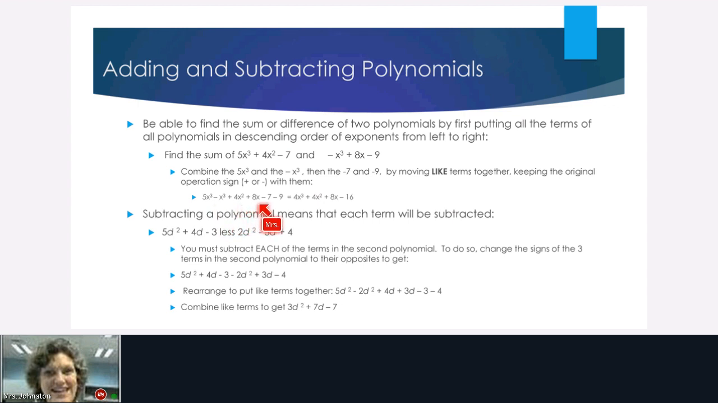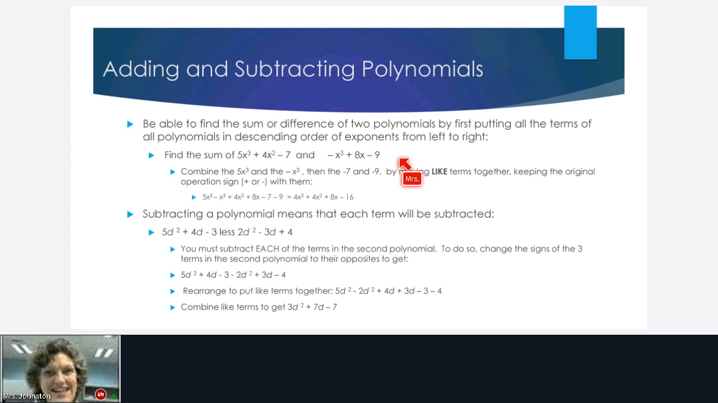4x squared plus 8x don't match, so they're going to come over as is, plus 4x squared plus 8x. However, the numbers are combined because they don't have a variable at all. So minus 7 and minus 9 make minus 16. So to add these two polynomials together, all we did was combine like terms.